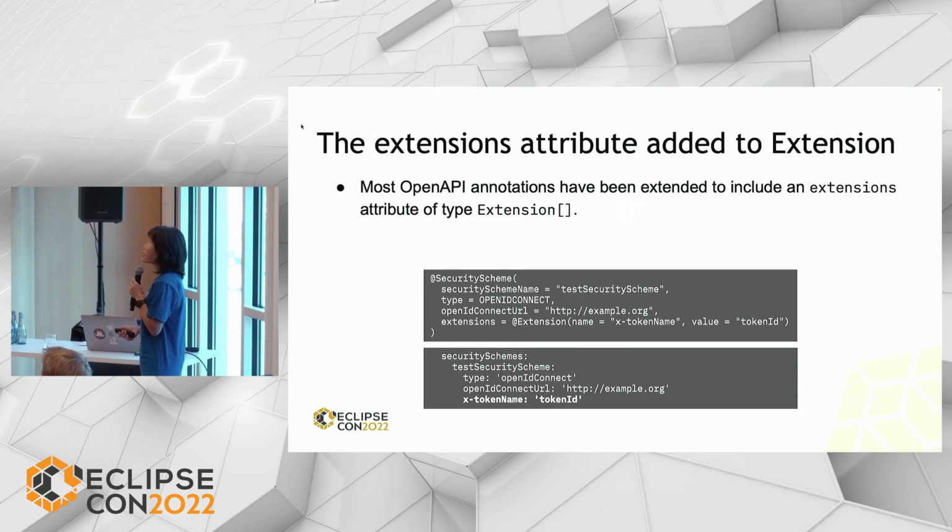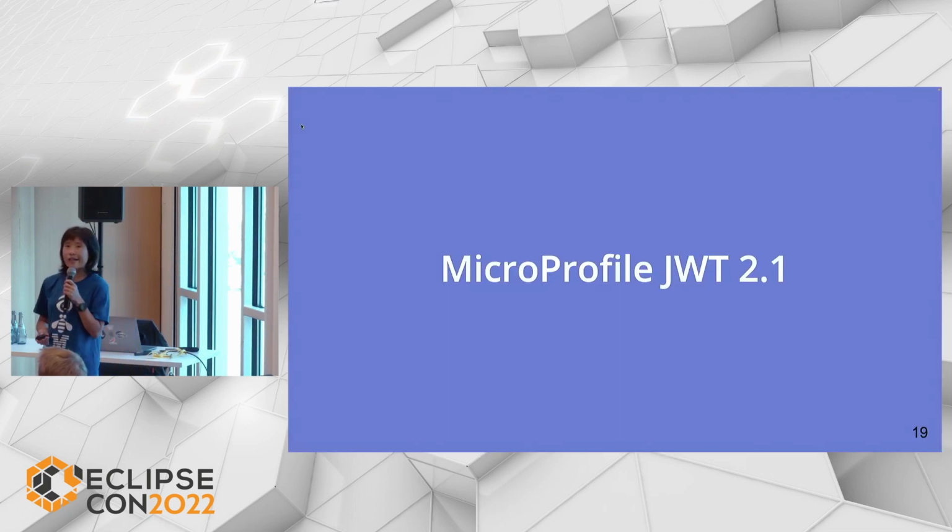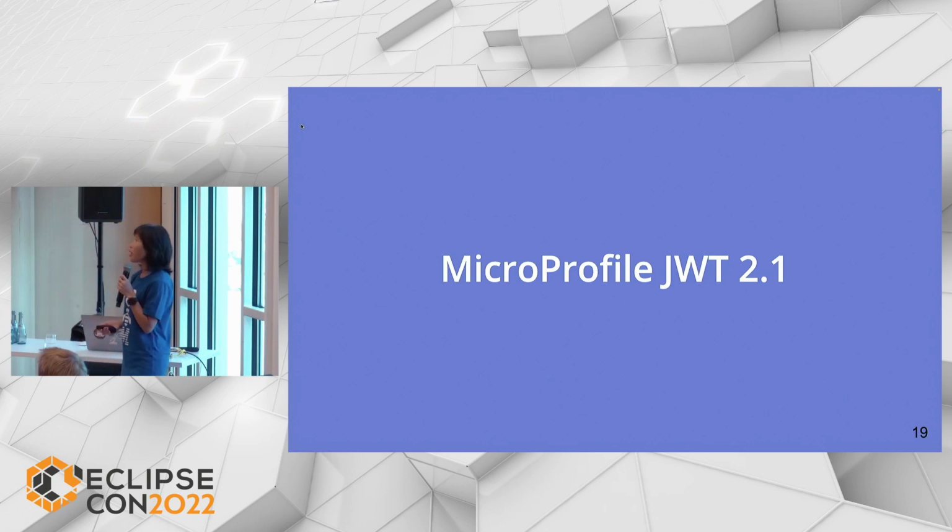The extensions attribute is added to the type extension. So you can see this type extension has a name and value. You can directly say extensions equals, and it gets properly documented. So you can see here the token name and token ID. So that's a quick, minor update for OpenAPI 3.1.